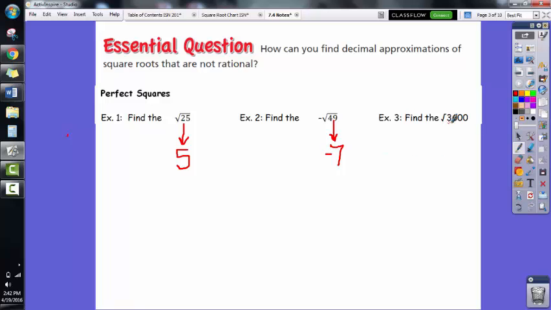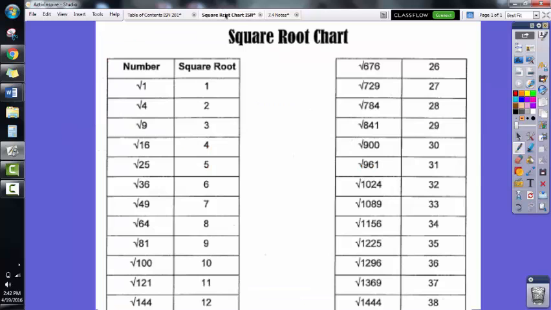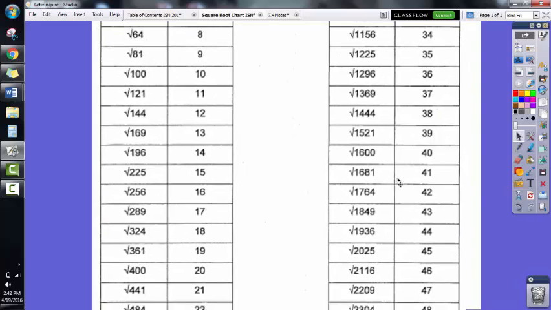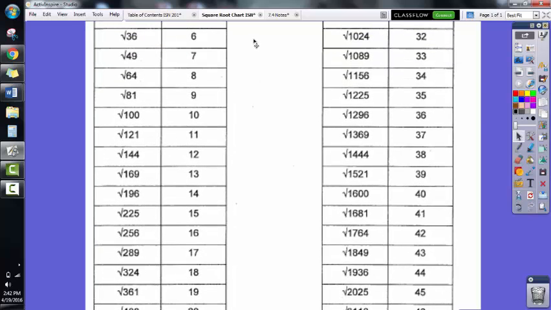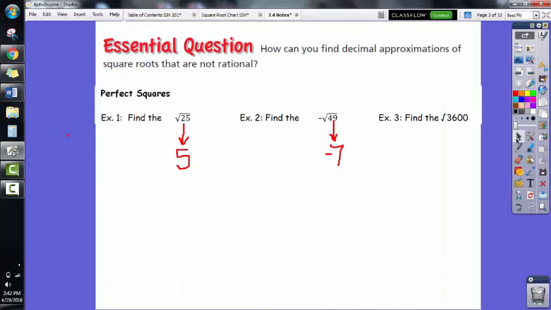And for example 3, 3600. If you're trying to think, what times what is 3600? And you go to your square root chart, you might be able to find it, but it doesn't go up high enough. So what you can do, because we're not going to use a calculator for this, look at, well, the square root of 36 is 6, and the square root of 100 is 10. So you add the zero. 60 times 60 is 3600. So that's a little bit of a shorter way.